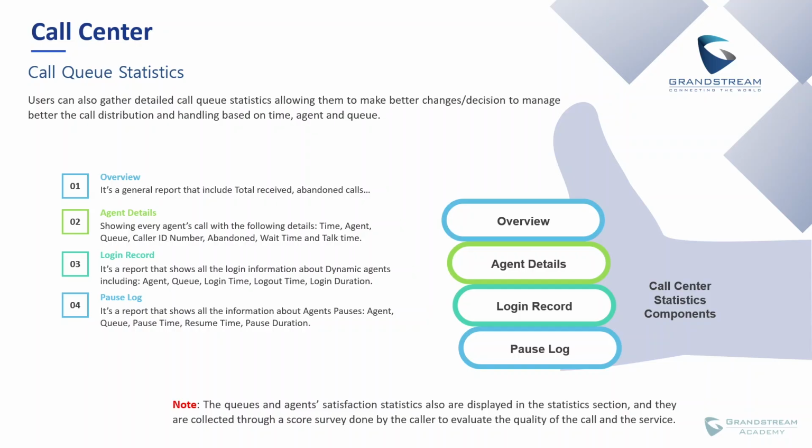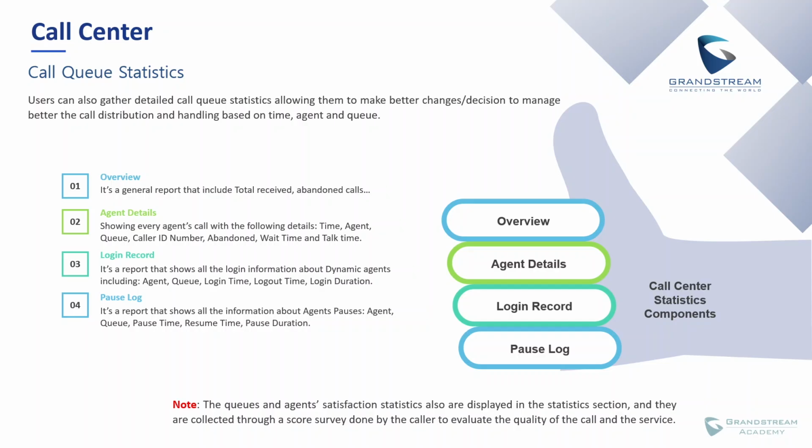The call queue statistics provided by the UCM have some very useful filtering options that can be used to get every detailed information about the performance of each queue separately or the full system. Overview: it's a general report that includes total received calls, abandoned calls, and more.